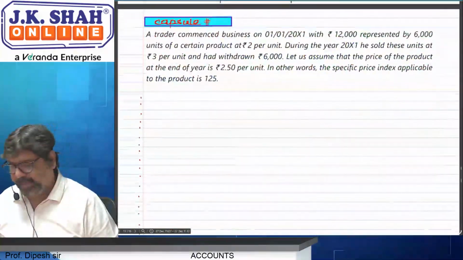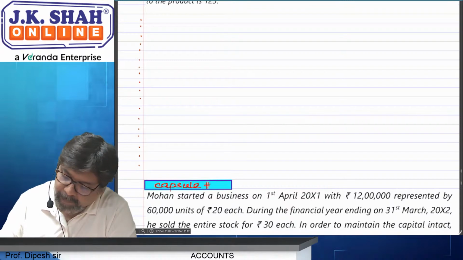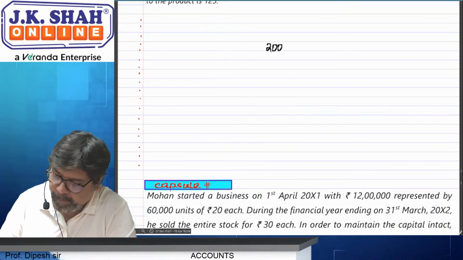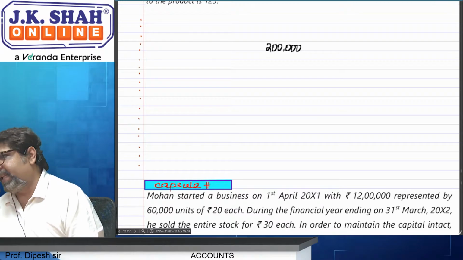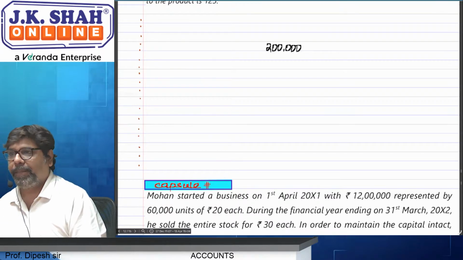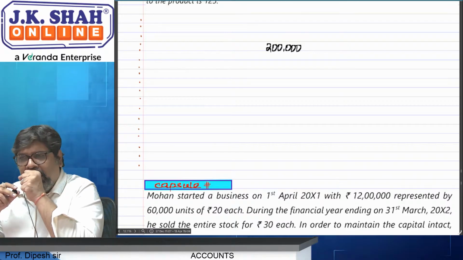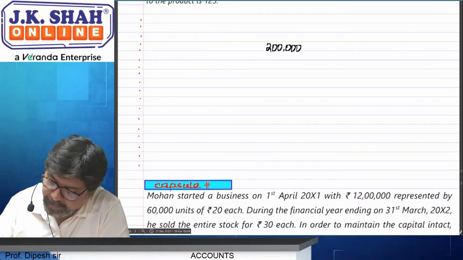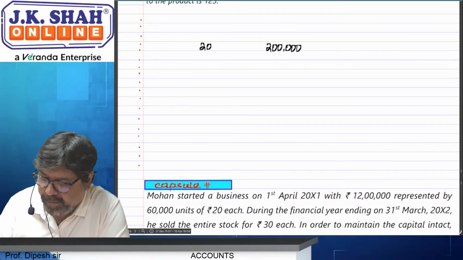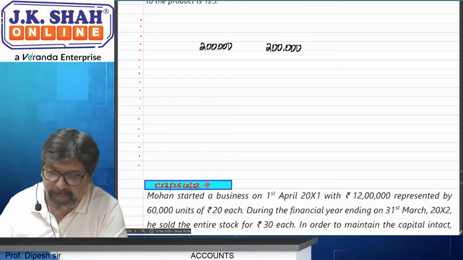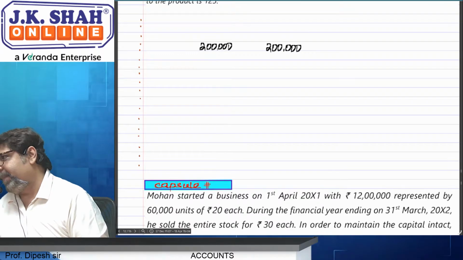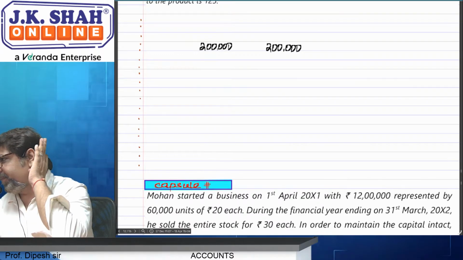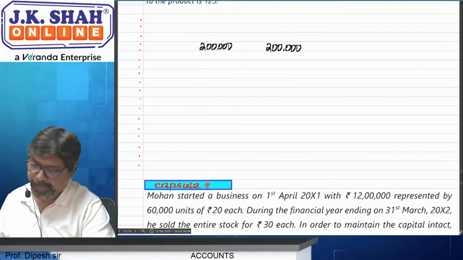Now, capital maintenance. Suppose, chartered, you have a capital of 2 lakh rupees at the end of the year. Beginning of the year also you had 2 lakhs. Beginning of the year 2 lakhs, end of the year 2 lakhs. Did your capital grow or did not grow? Did not grow.